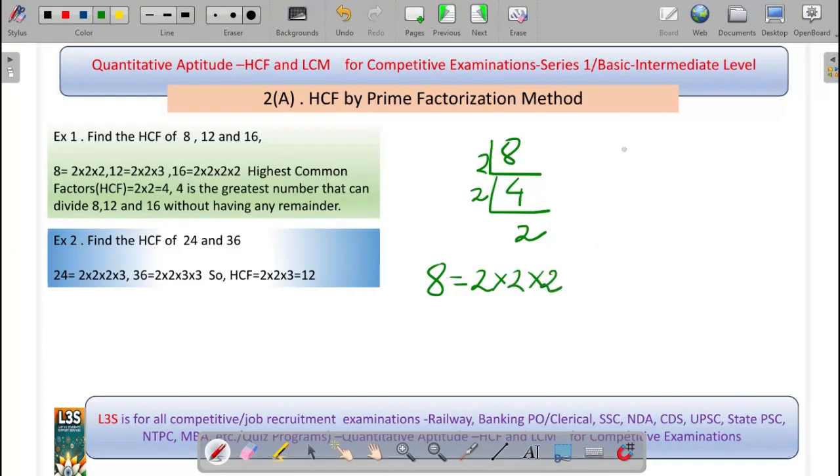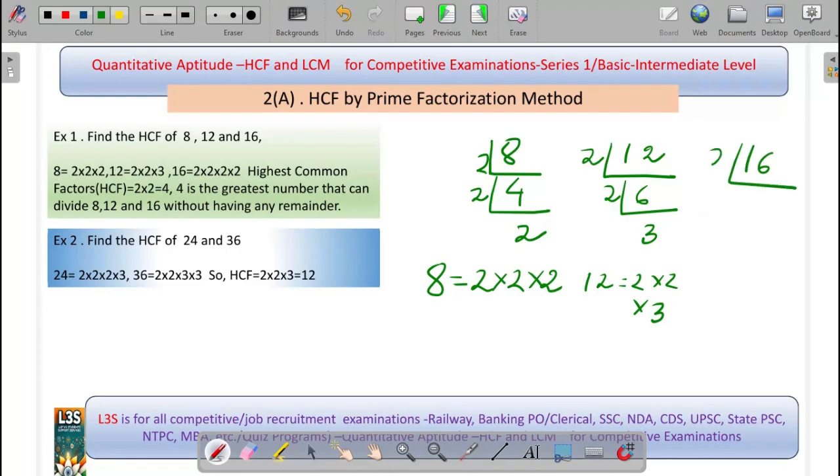Now another number is 12. Similarly we take the factors. 2 into 6 is equal to 12. 2 into 3 is equal to 6. So 12 will be 2 into 2 into 3. Then we'll find the factors of 16. 2 into 8 is equal to 16. 2 into 4 is equal to 8. 2 into 2. So 16 will be equal to 2 into 2 into 2 into 2.